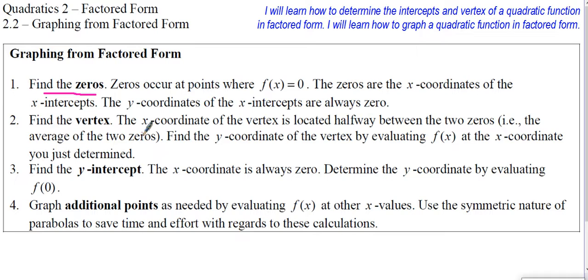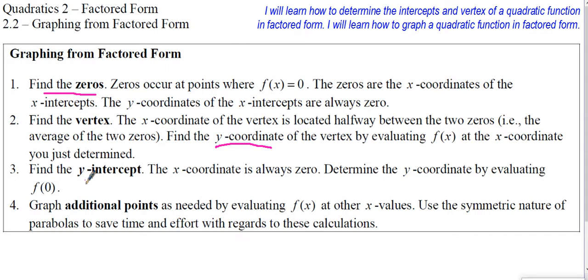I would like to remind you that in the past lesson we learned how to find the vertex. The x-coordinate of the vertex is located halfway between the two zeros, so it's located between the two x-coordinates of your x-intercepts. Then we will find the y by just plugging in the x value that we got.